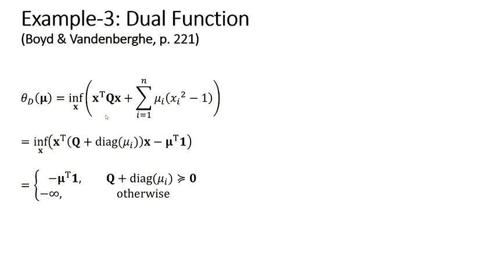Now when you're doing the theta d, again, remember I told you a long time ago that we are not considering the constraints. When we are trying to get this theta d or theta p, we are simply trying to look at the infimum, and somehow the constraints will take care of themselves. So here, this is where we are at. What would be the infimum of x transpose Q plus diag mu i of x?